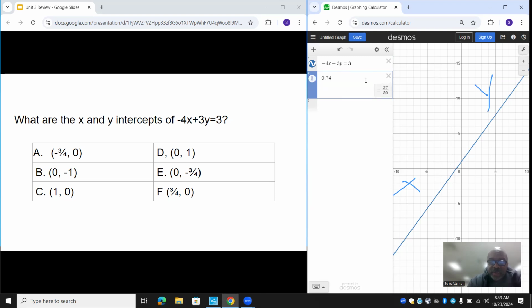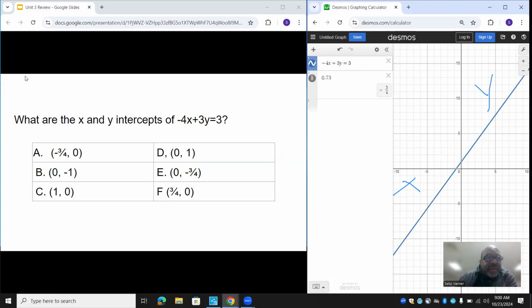Oh, I'll put 7.4. Should be 7.5. All right, so 3 over 4, 0. We had an announcement that was going on. But look, those are my intercepts. So if you see 3 over 4, I can see here that my x-intercept is 3 over 4, and my y-intercept is 0, 1.